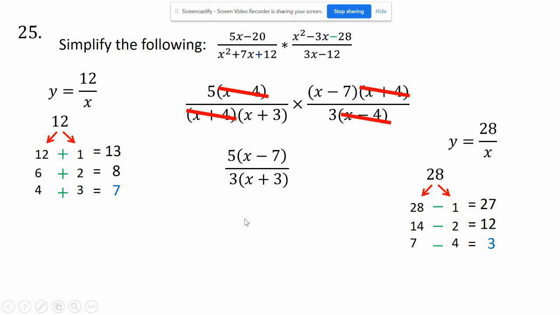Now this could be an answer, or you could go ahead and multiply it out and get this: 5x minus 35 over 3x plus 9. I personally like this the best, but I'm just showing what both answers could possibly be.